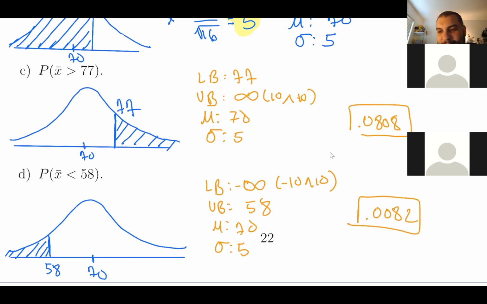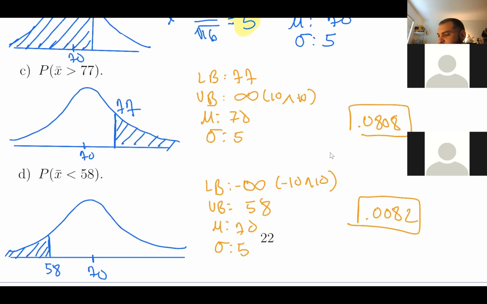Very cool. Everybody seems to have gotten that. For C, you should have hopefully gotten 0.0808, rounding off the fourth digit. And for part D, you should have gotten 0.0082. Everybody good with these last two parts? Yes. All right, so this is kind of a basic problem.